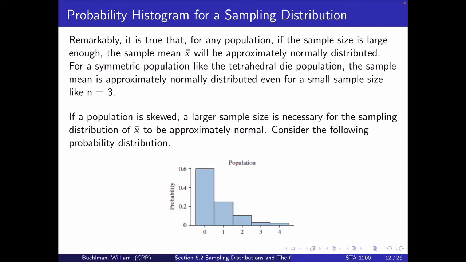Consider the following probability distribution. We can see that it is skewed because it has a high probability on the left-hand side, and on the right-hand side it is very low. This is not a normal distribution of probability, so we see the skew here, and we know we must need a larger sample size.